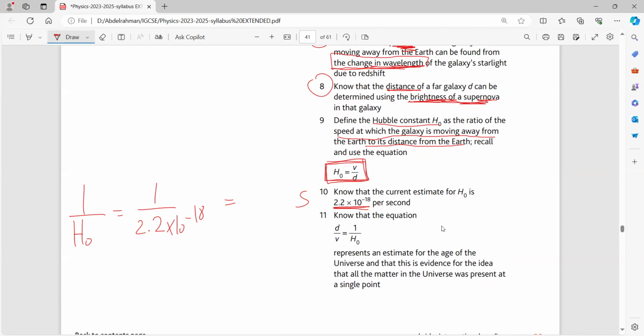Wait, do we also have to know the blue shift? No, no, no. Only the redshift.